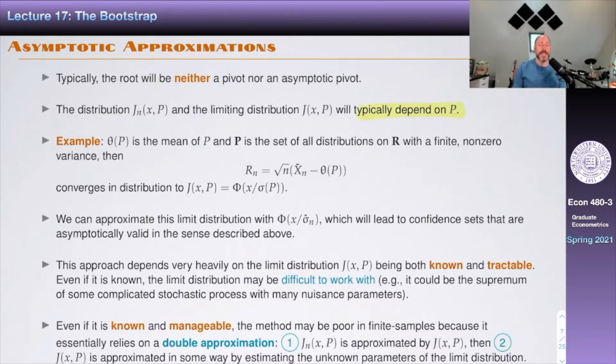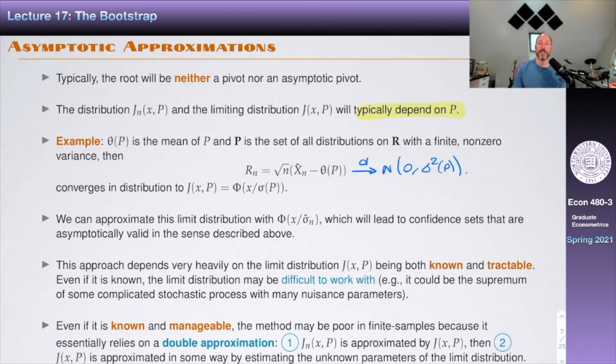An example here is just to consider the same one that we did in the previous slide, but now do not standardize by sigma hat. So you just have R_n is square root n times (X bar minus theta(P)). In this case, this will converge to a distribution. If you write it the way that we used before, this converges to a normal with mean 0 and variance sigma squared of P, let me call it. And so this distribution in the limit does depend on P.